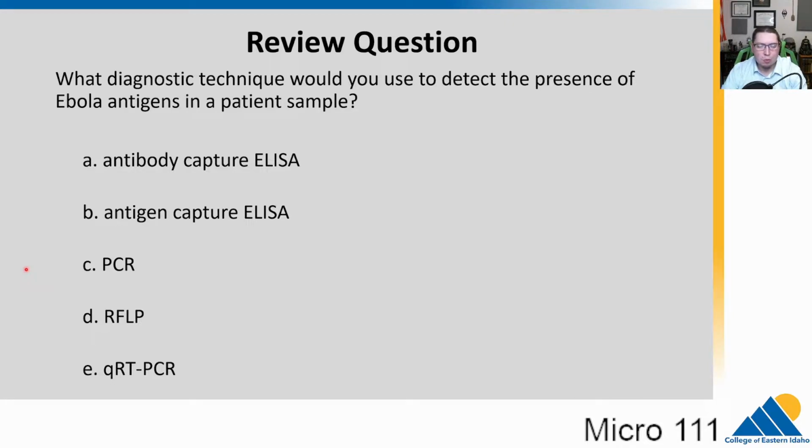Think about this one. Okay, hopefully this was easy to figure out from the name. We're looking for Ebola antigens. A great way to detect those would be an antigen capturing ELISA reaction. Remember, we put antibodies in there that grab onto those viral antigens in that case.